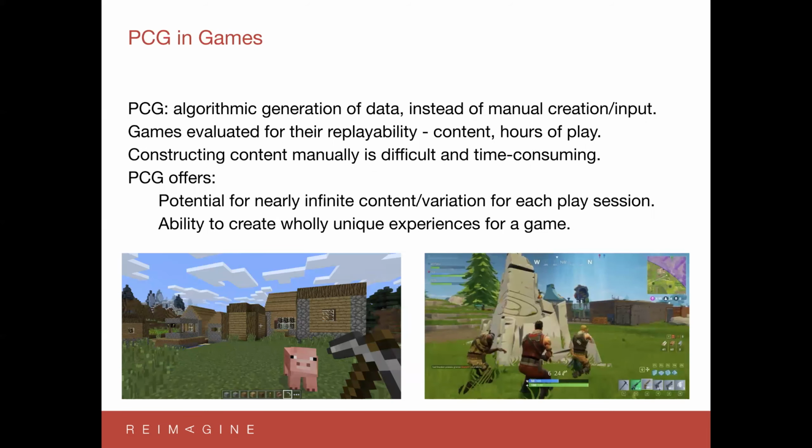Procedural content generation is the algorithmic generation of data, as opposed to manual creation of input. It offers the potential for infinite content and variation for each play session. Recent high-profile games, such as Minecraft with its procedurally generated worlds, and Fortnite Battle Royale with its random distribution of weapons for players to pick up, have shown that randomness and frequent variation in game content are valuable traits for a game's longevity and success.